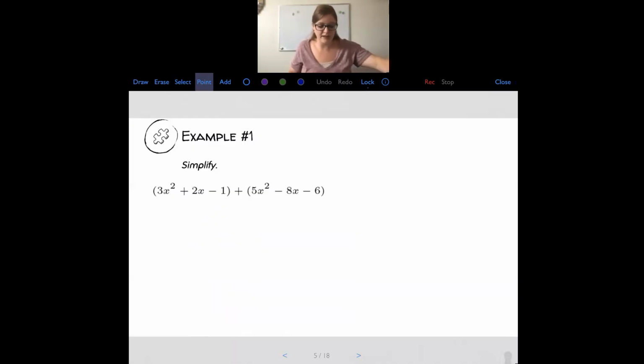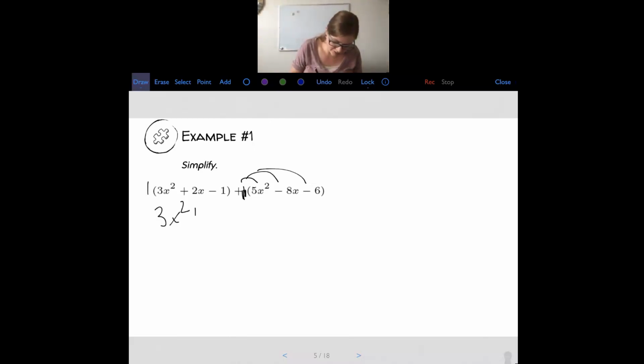Okay, so example 1, simplify. So we have 3x squared plus 2x minus 1 plus 5x squared minus 8x minus 6. So there's no operations that we can do in the parentheses, and we're adding. So really when we're adding, you can think of it as a 1 on the outside that you're just distributing to all of the terms, or we can just start with dropping the parentheses because there's no operations to do with them. So this becomes 3x squared plus 2x minus 1 plus 5x squared minus 8x minus 6.